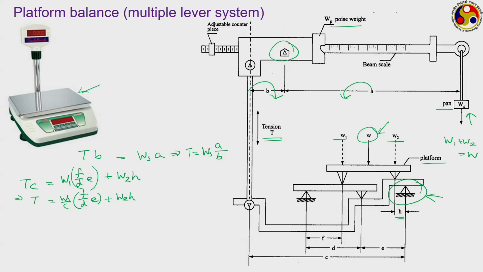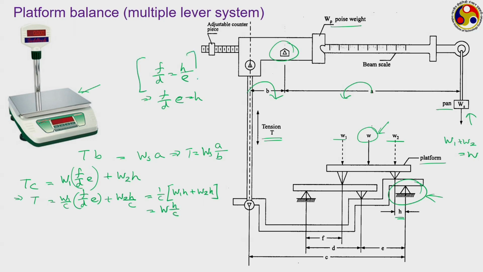Now, the values of all these lengths, that is F, D, E, C, etc., these are our choices. So, commonly we design this lever based system or multiple lever system such that we have F by D equal to H by E, or F by D into E is equal to H. So, if we put it back here, actually I missed an H here. So, we have 1 by C into W1 into H plus W2 into H, that is W into H upon C. Just look at the final relation that we are getting.